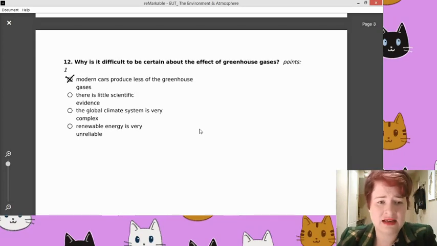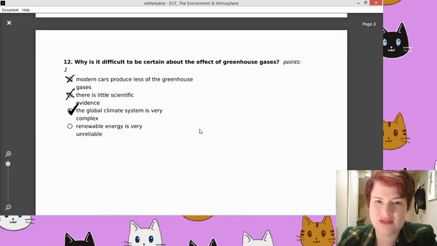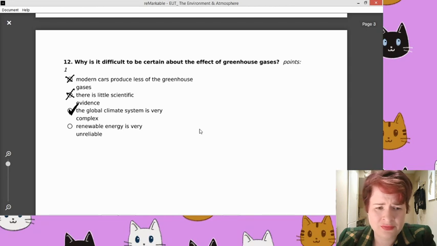There is little scientific evidence. Quite to the contrary, there is a heck of a lot of scientific evidence. In fact, too much. So, no, because the global climate system is very complex. There is so much data and so many different variables. That's what makes it difficult to understand. So it's not that there's little scientific evidence, there is too much, and some of it works together and some of it works against it, and it's really tricky to figure out.